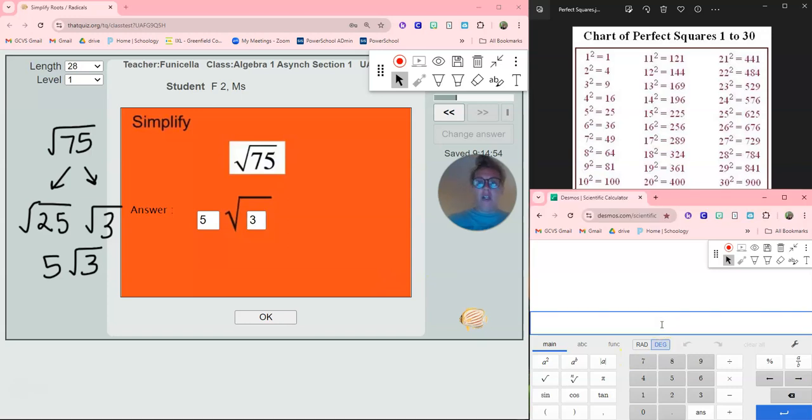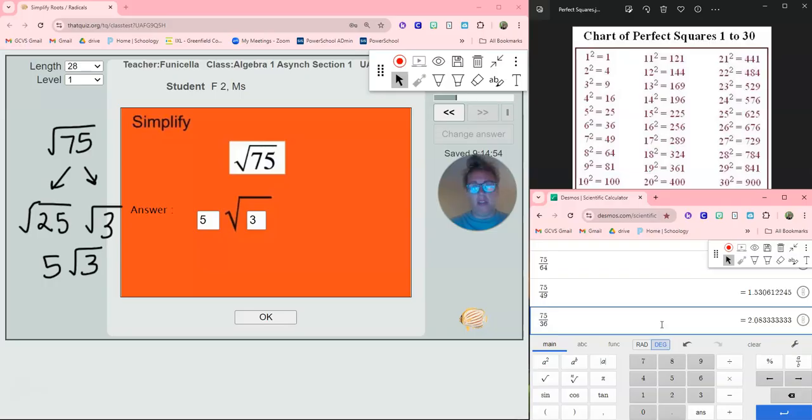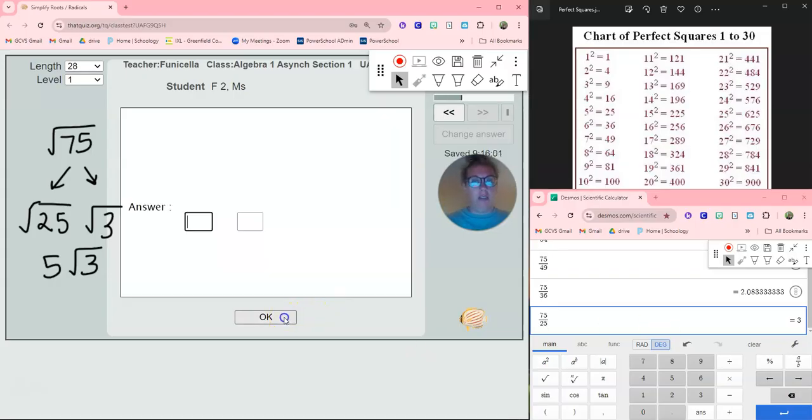And if you weren't sure, you could just take that number 75 and divide it by these perfect squares. So you'd see 75 divided by 64 does not work. 75 divided by 49, nope, we get a decimal. When you divide it by 36, it does not work. But when you divide it by 25, we get that integer. So you can always take a number and just divide it by perfect squares until you find one that goes in evenly.